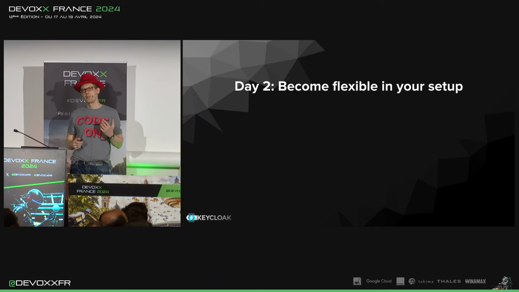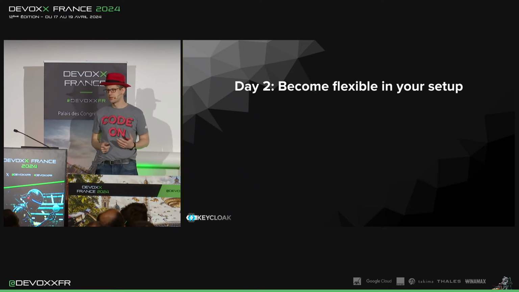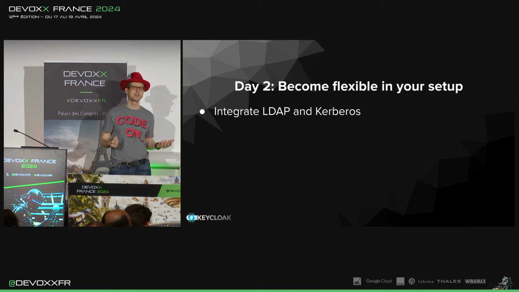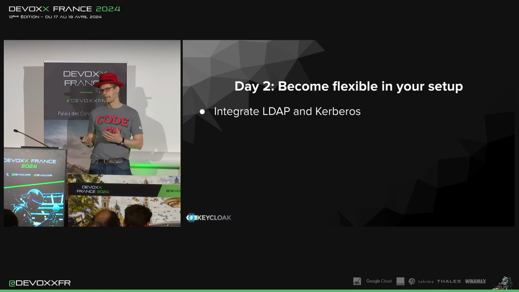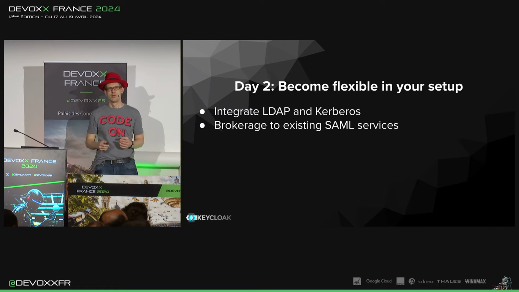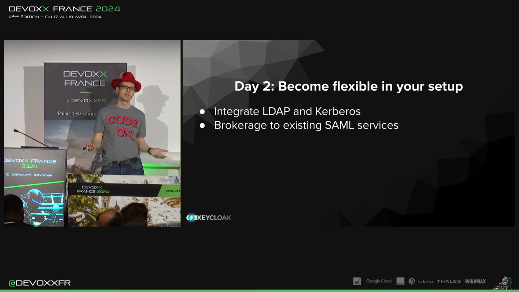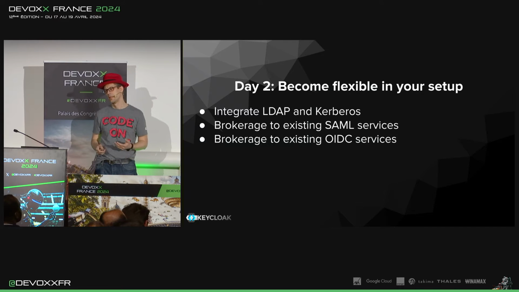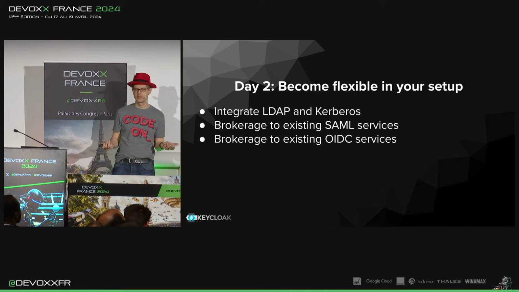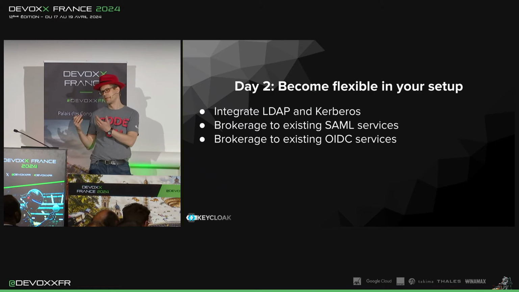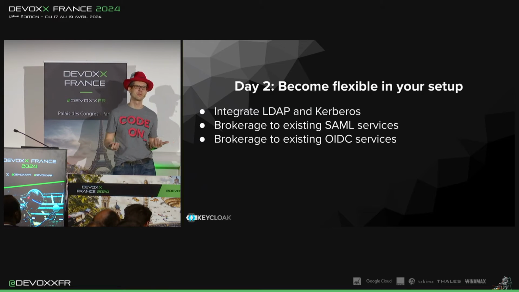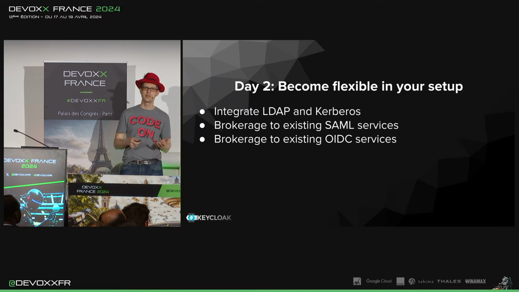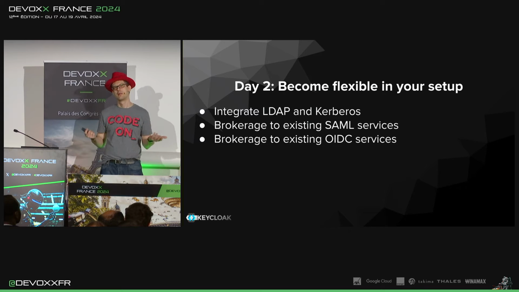On day two, you want to be more flexible in your setup. You want to use more of Keycloak's features, and for example, you want to integrate with an existing LDAP or an existing Kerberos that you have in your organization. So the user information is already there. Let's use it using Keycloak. Or you have an existing SAML service and your applications want to talk OpenID Connect, then Keycloak is the thing to use. We do the brokerage for you. If you have an existing OpenID Connect and your applications want to talk SAML, then you can also use Keycloak. Or if this OpenID Connect service creates tokens, but these tokens are not the fit for your applications, you want to have other information there, additional information in your tokens, use Keycloak.